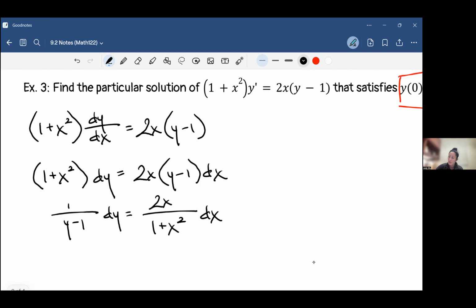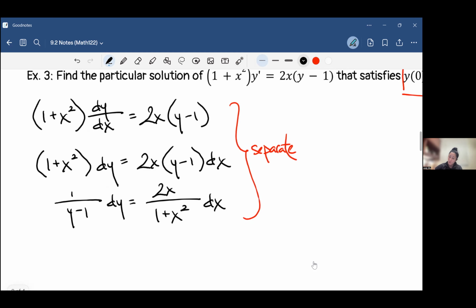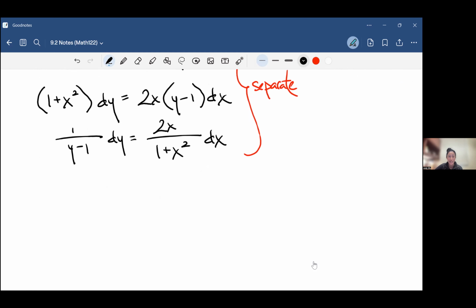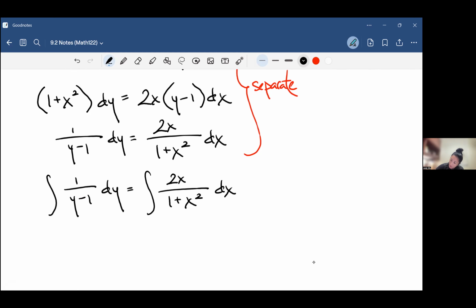This one took a little bit more work to separate, and that's okay. Sometimes we need more than one step to separate. But as long as we have parentheses around the things that are added and subtracted, we can multiply and divide that whole clump. But once we've separated, now we get to integrate both sides. So the integral of 1 over (y − 1) dy equals the integral of 2x over (1 + x²) dx.